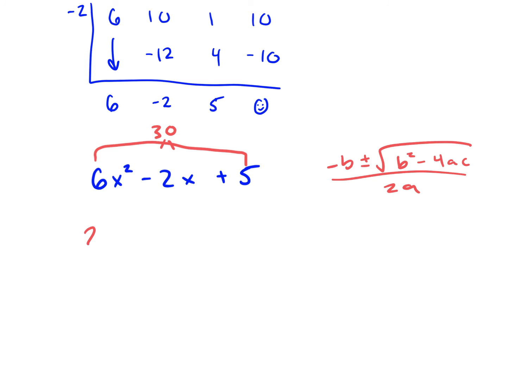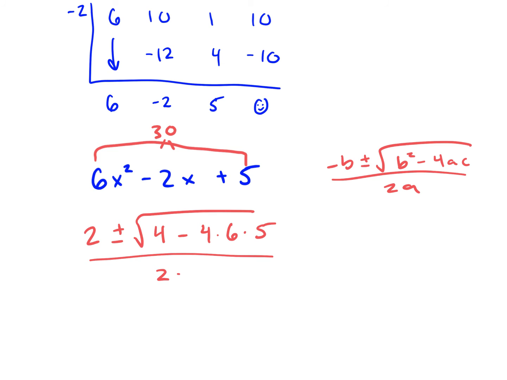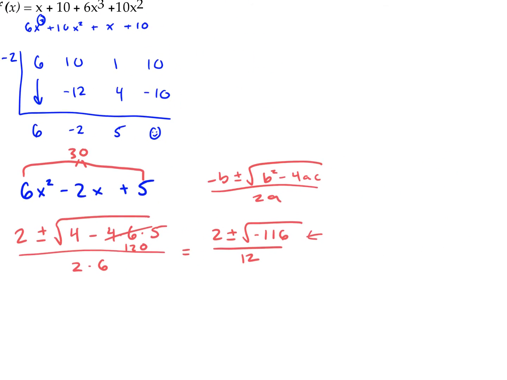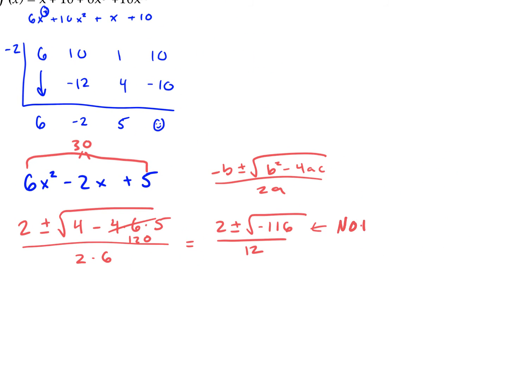So negative 2 becomes a positive 2, plus or minus the square root of 4 minus 4 times a times c, over 2 times a. So 2 plus or minus 4 times 6 times 5, that would be 120. And 4 minus 120 would be negative 116 over 12. So because we get a negative under our square root, it's not a real solution.